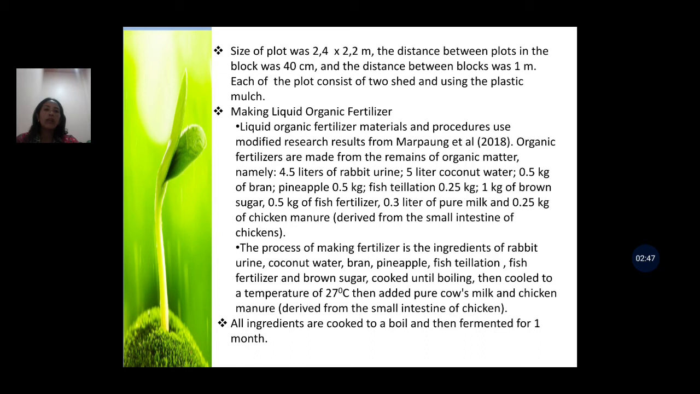Liquid organic fertilizer is made from rabbit urine, coconut water, pineapple, fish distillation, brown sugar, fish fertilizer, pure milk, and chicken manure. The process of making the fertilizer we can see in the slide. All ingredients are cooked to boil and then fermented for 1 month.